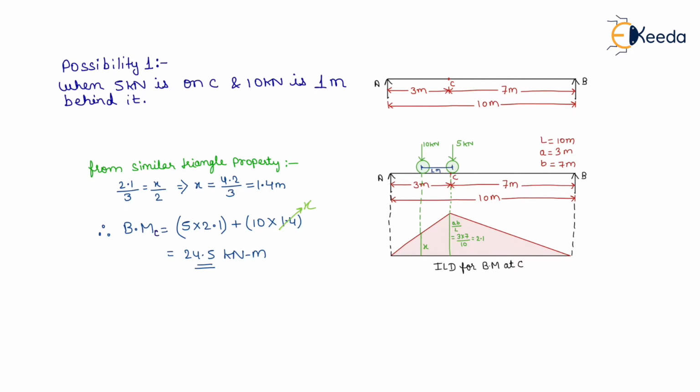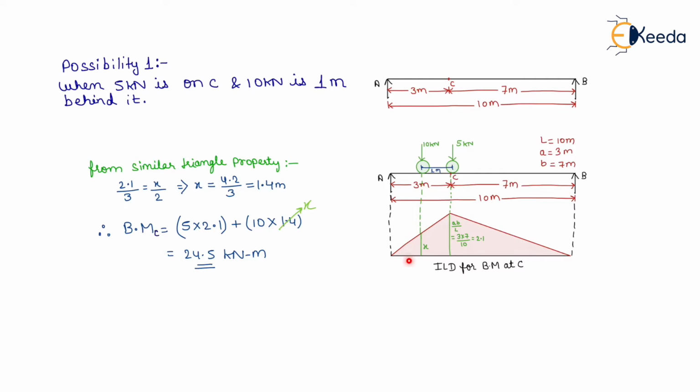Now for the calculation of maximum bending moment at C, we need to place at least one load on this maximum ordinate. So our first possibility is when 5 kN is on C and 10 kN is 1 meter behind it. It means that the 5 kN load is placed just above the maximum ordinate, that is 2.1. For the calculation of maximum bending moment at C, we need to multiply this load with this vertical ordinate.